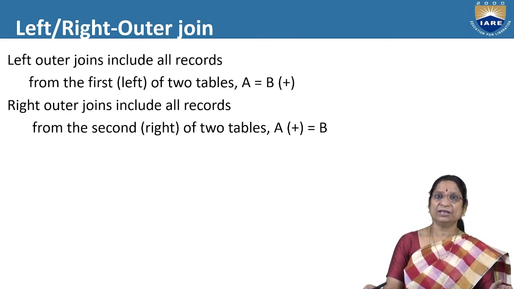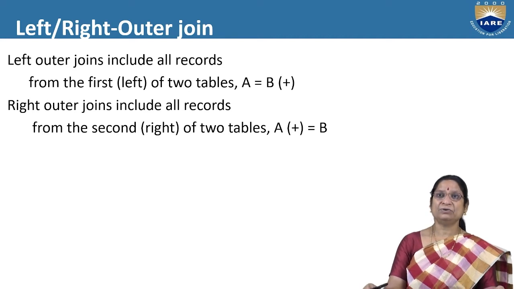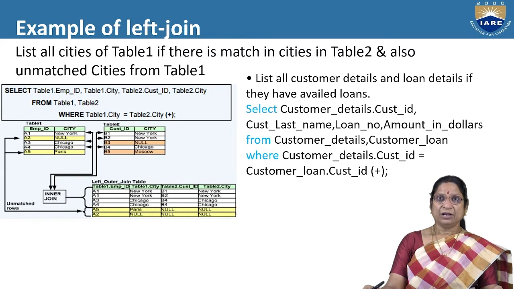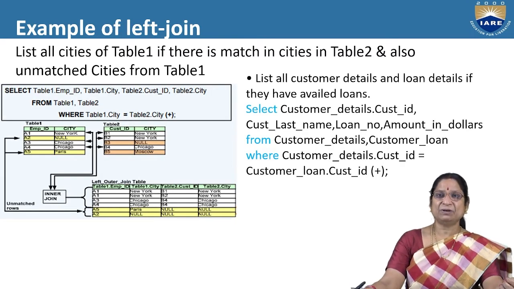Similarly, right outer join includes all records from the right of the two tables. That is, right of the two tables means B here. So we will put the plus on the left side. That is, null values on the left side will be included. Now you observe, list all cities of table 1, and if there is a match, cities in table 2, and also unmatched cities from table 1. That means table 1 unmatched cities also.